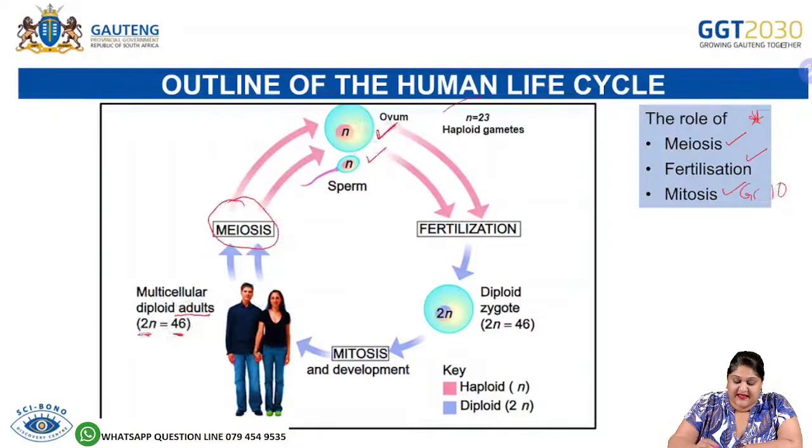So here we spoke about the haploid gametes, those 2. Now, what happens during sexual intercourse is that the ovum and the sperm cell will come into contact with each other.